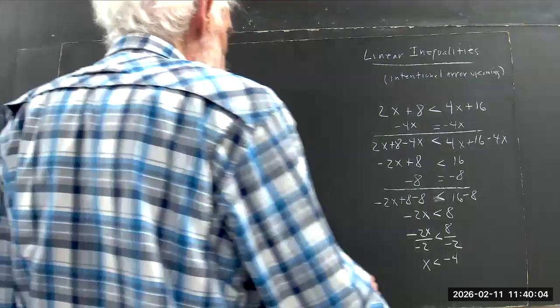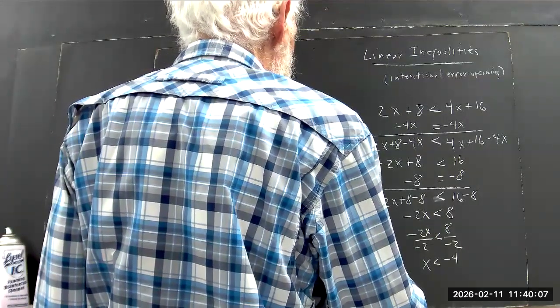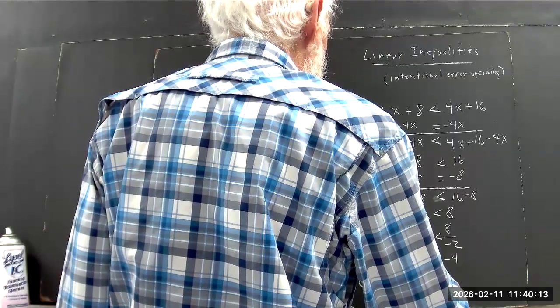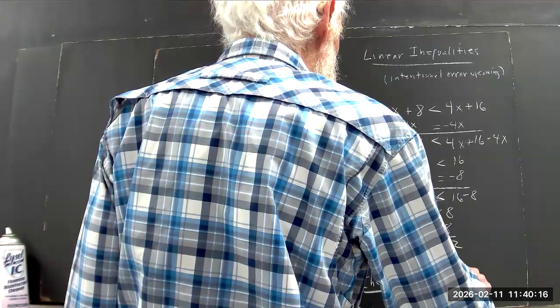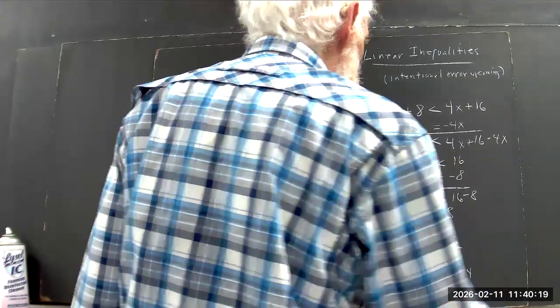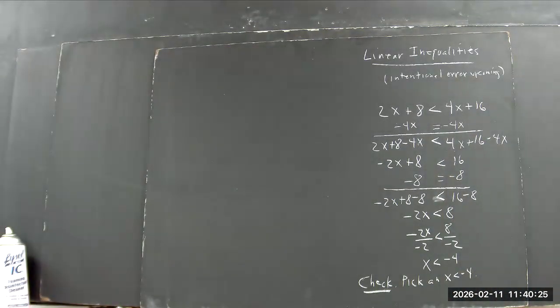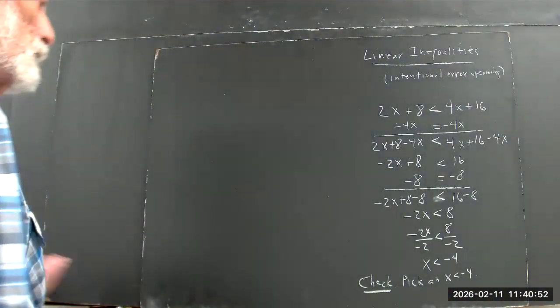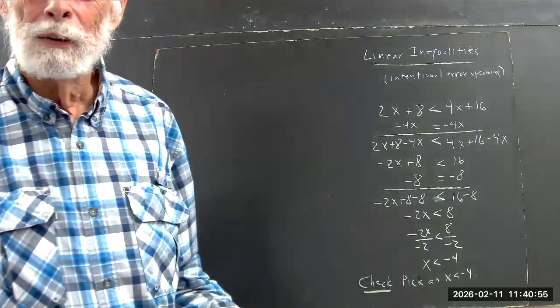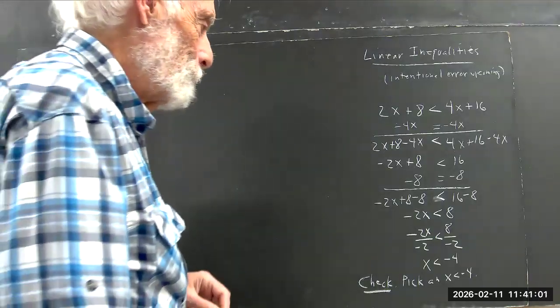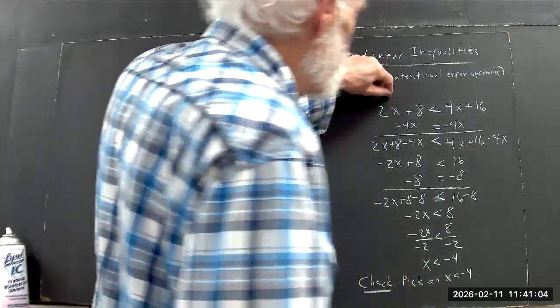Now, let's check. Pick an x that's less than negative 4. Let everybody tell me their favorite number that is less than negative 4. Okay, everybody wants to use -5. That's a pretty obvious choice. As I said, I was going to use -793, but I'll bow to the wisdom of the class. Okay. If x is -5, is this a true statement?